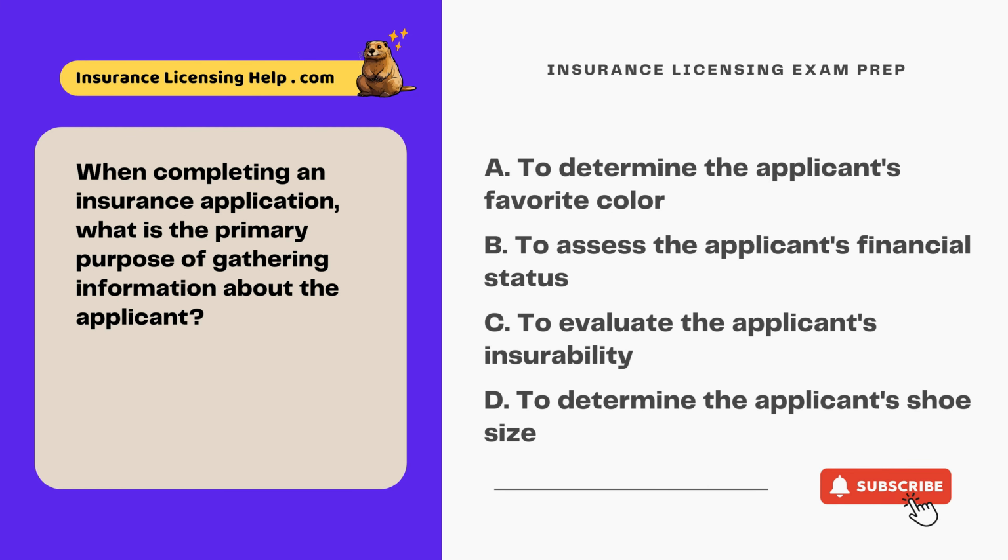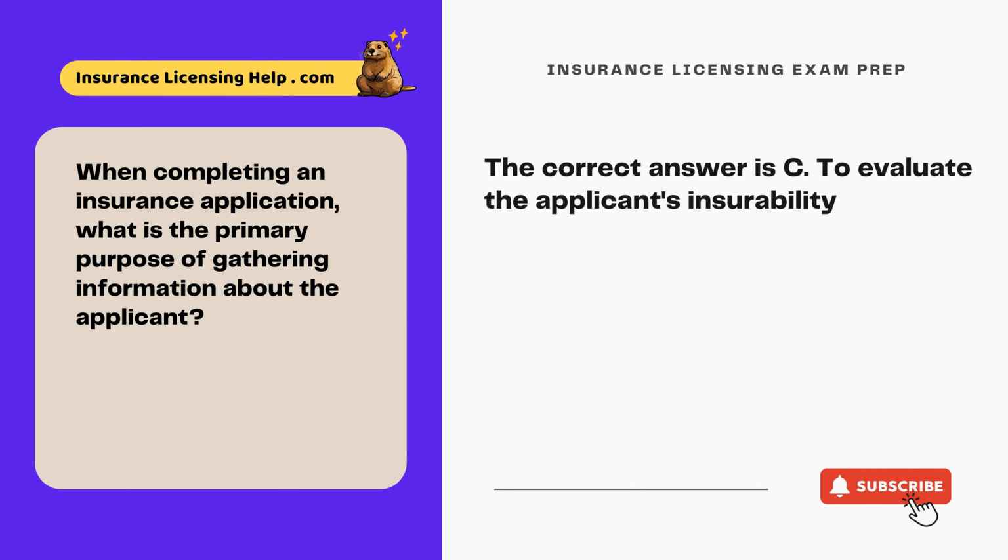When completing an insurance application, what is the primary purpose of gathering information about the applicant? A. To determine the applicant's favorite color. B. To assess the applicant's financial status. C. To evaluate the applicant's insurability. D. To determine the applicant's shoe size. The correct answer is C.